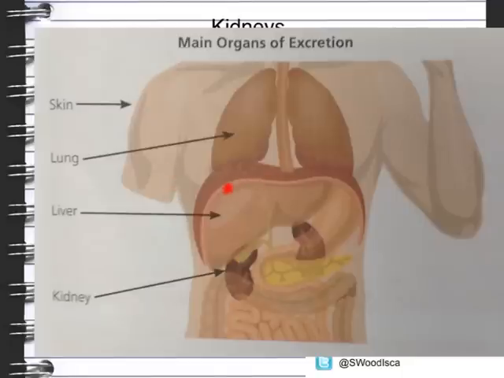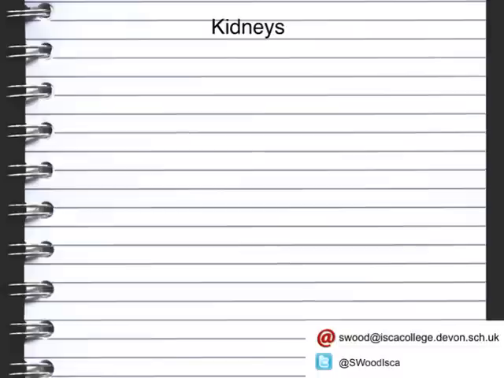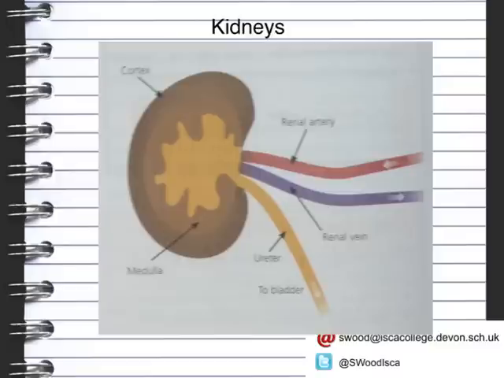We've got the liver here, which breaks down the amino acids to produce urea, which is then processed by the kidneys, which filter out what they do and don't want, and then it passes out through the bladder as urine.